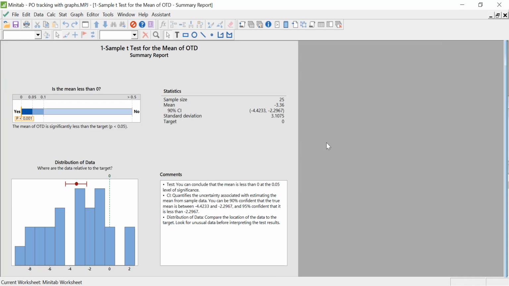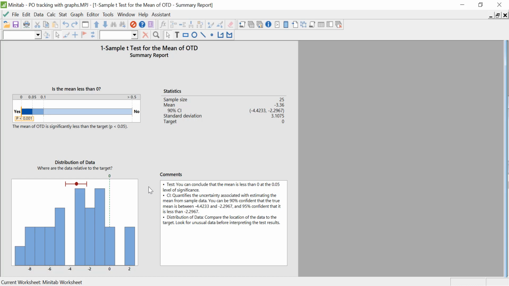When I say okay, the last thing that comes up is a summary report. It gives some statistics as far as the mean, confidence interval and the standard deviation. It gives a histogram of the data here. This is the average of the data, and this is that confidence interval on the average. And over here, this green marker is the target. Notice how they do not overlap. When they don't overlap, you can conclude that the mean is not equal to the target.